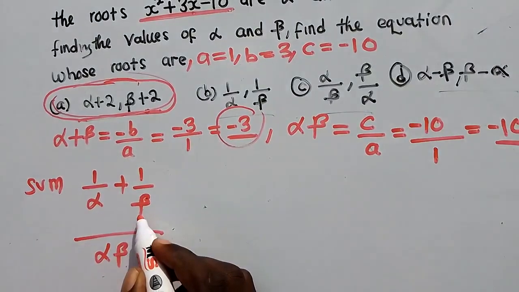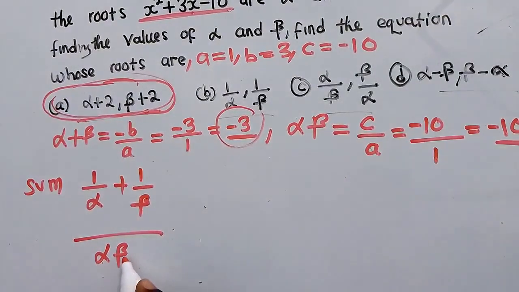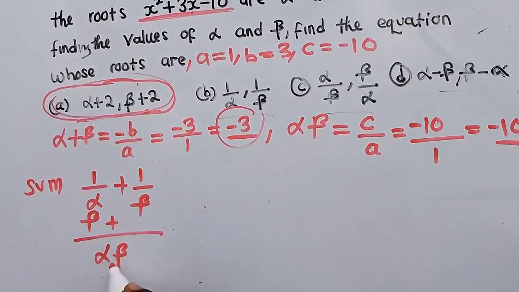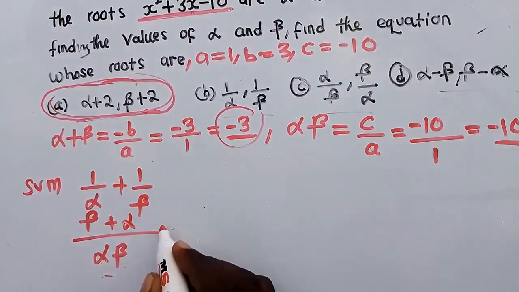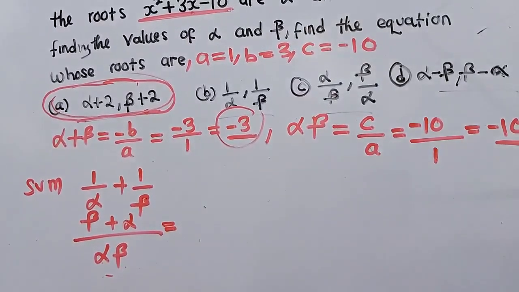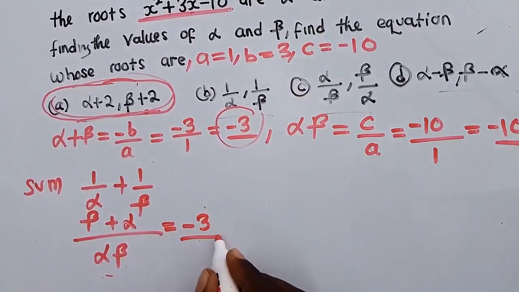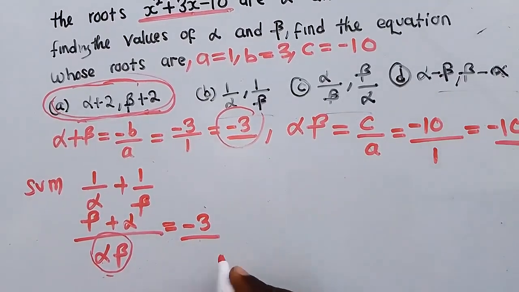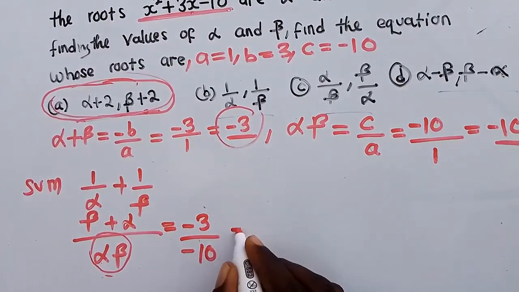Where this into that, alpha will be cancelled. I'm going to remain with beta. So I'm going to say beta plus. This into that, beta will be cancelled. I'm going to remain with alpha like this. Have you seen? So this is the sum of the roots, which is equal to alpha plus beta, the sum of the roots, that is negative 3, over the product of the roots. The product of the roots is negative 10. So I put negative 10 there.